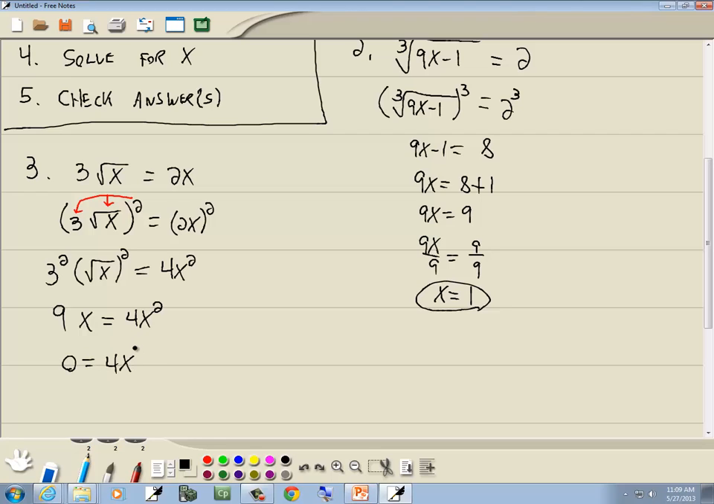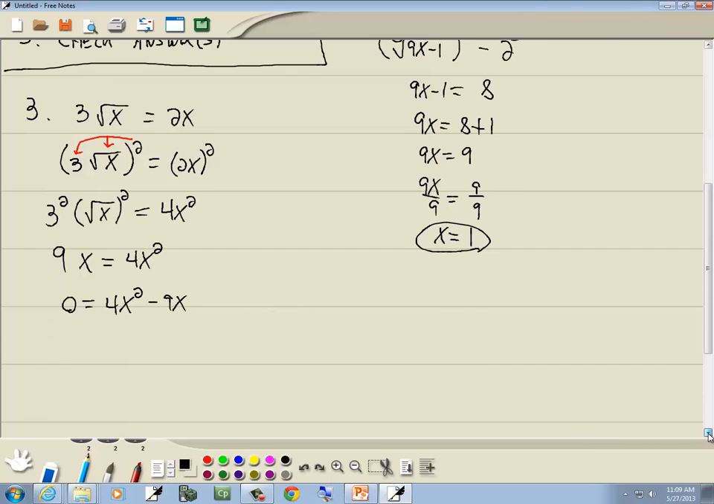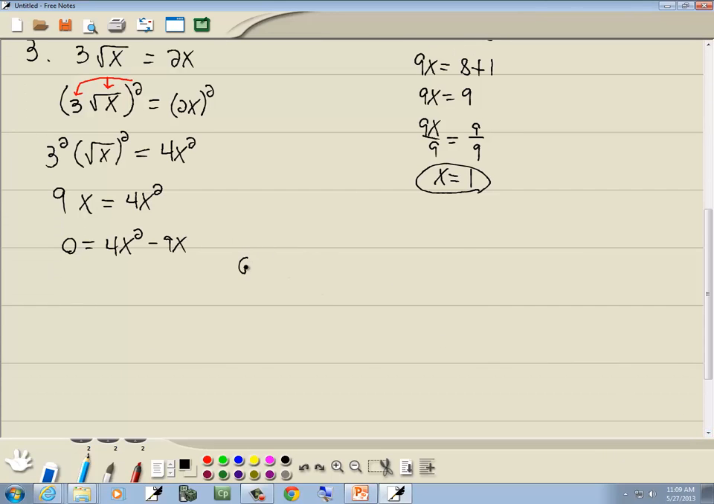So we get 0 is equal to 4x squared minus 9x. And now we want to factor. Well, this is GCF. They both have an x in common. So I'll factor out an x. And that leaves us 4x minus 9. Now the zero factor property says if you get 0 on one side and you factored the other side, you can set each factor equal to 0. So I'm going to set x equal to 0, and I'll set 4x minus 9 equal to 0.